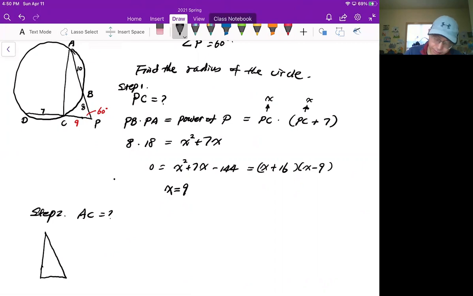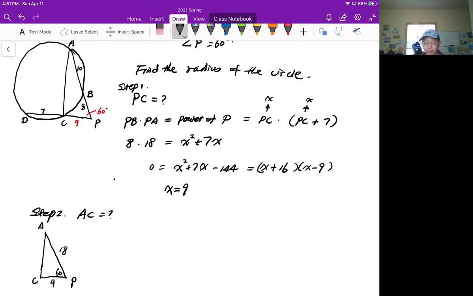All right, so let's see. You have A, C, and P. This is 60 degrees. This is 9. What is the other one? The other one is 18 because of the 10 plus 8. Now, did you get what kind of triangle it is for the triangle ACP? One side is 9, the other side is 18. So one is half of the other one. And the angle between them is 60 degrees.